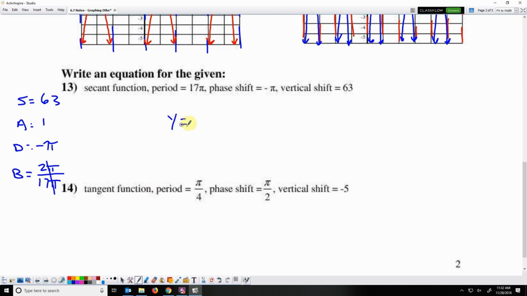So y equals sinusoidal axis 63 plus the amplitude 1 times secant B times theta, and then opposite of the displacement plus pi.